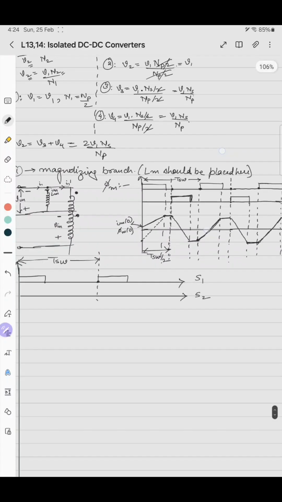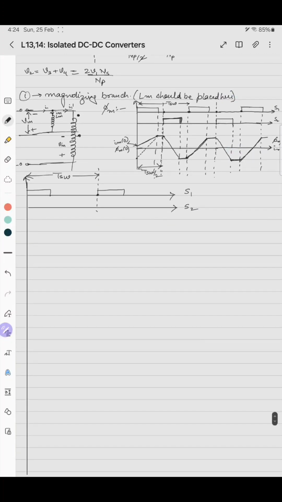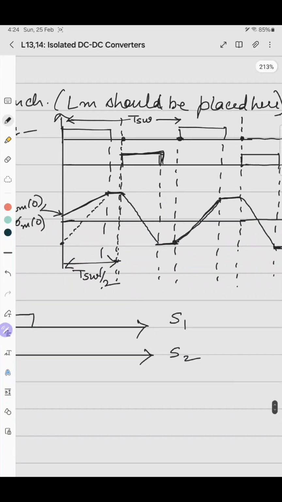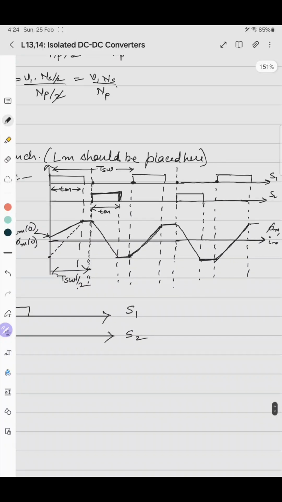That was my aim, to draw this waveform separately again, because there can be multiple combinations of switching of S1 versus S2, and in these cases you see that S1 and S2 are not on simultaneously. So if this is the T on time, and this is again the same T on time, the switching of S1 and S2 is the same, only the difference is that it is delayed by some time.